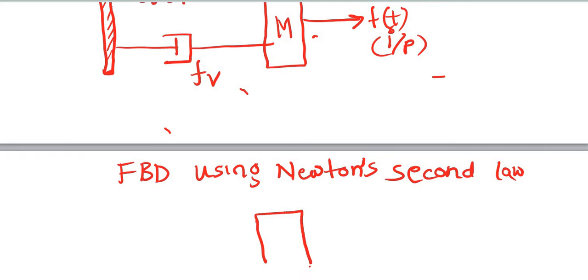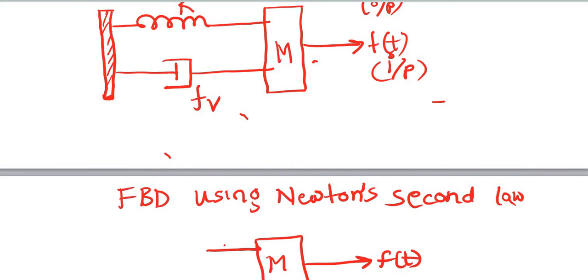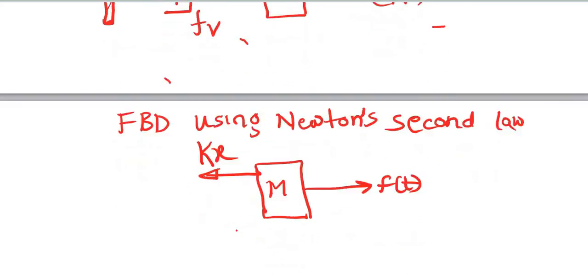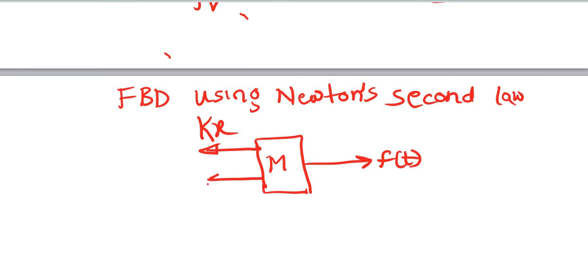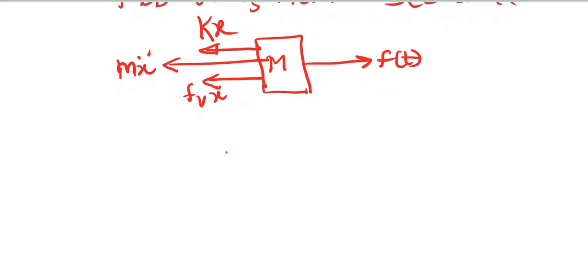let us draw the mass M. It is acted upon by an external force F(t). This external force F(t) is being opposed by one force, that is the spring force, represented by Kx. Another force is the damping force, represented by Fv into x dot. One more force is due to this mass, represented by m into x double dot. So this is the free body diagram for the system.